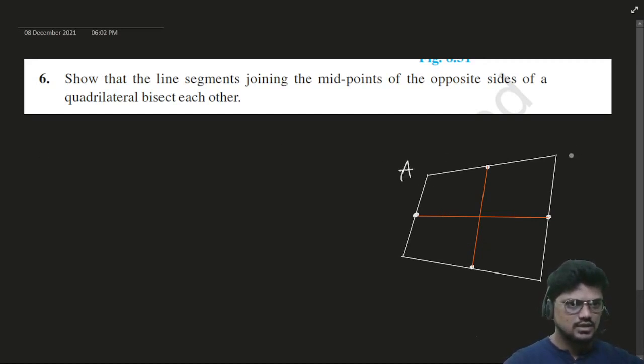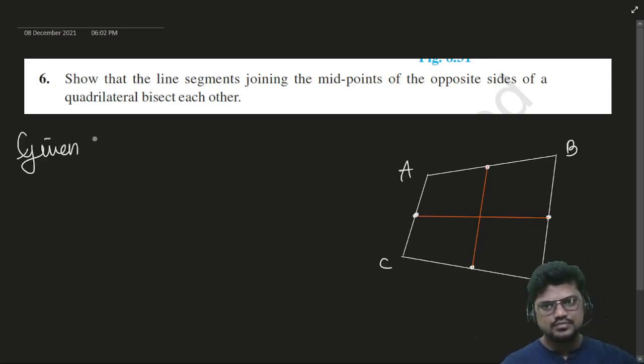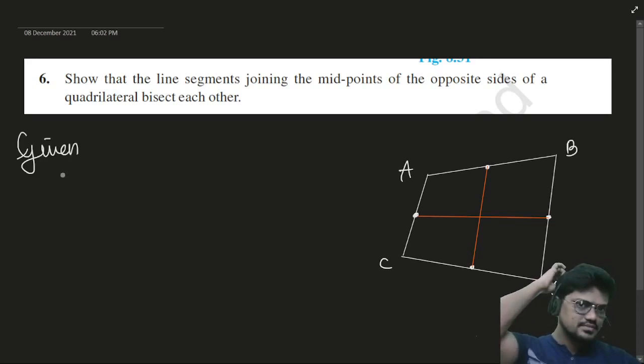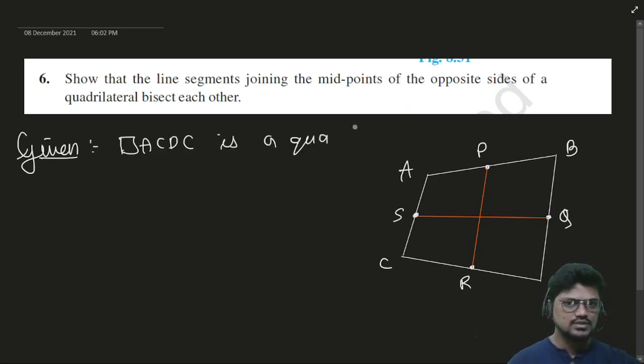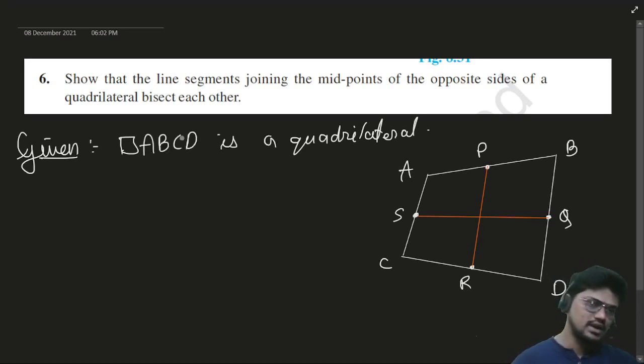We'll write this as A, B, C, D. First we will write what is given. What is given in this? P, Q, R, S. ABCD is a quadrilateral, you can say. It's not a parallelogram, nothing. Nothing is given. Yeah, A, B, C, D. ABCD is a quadrilateral. Fine.